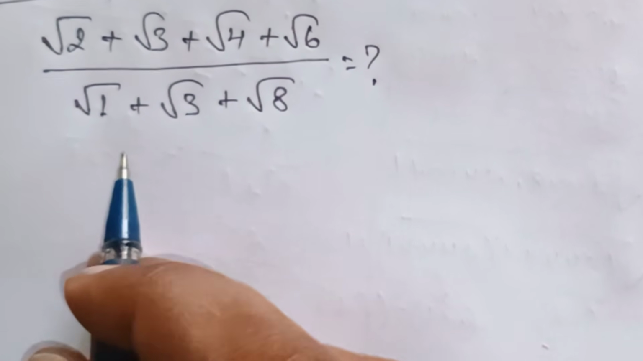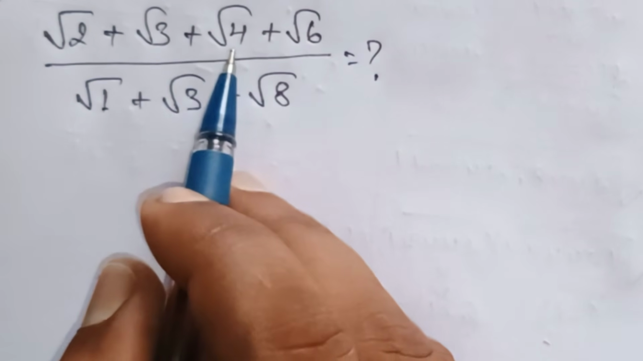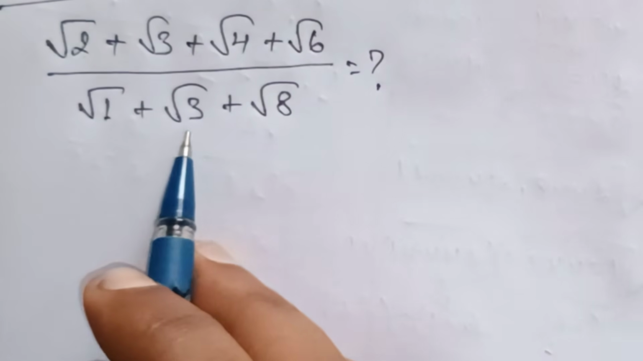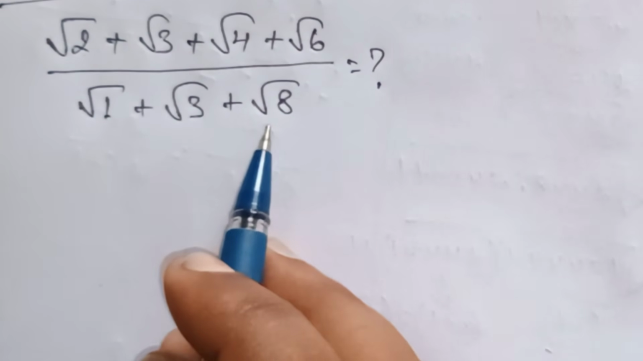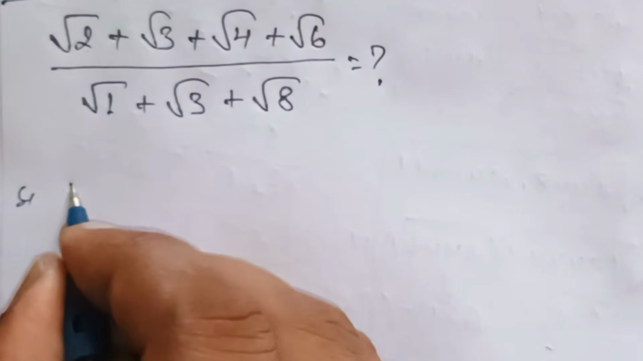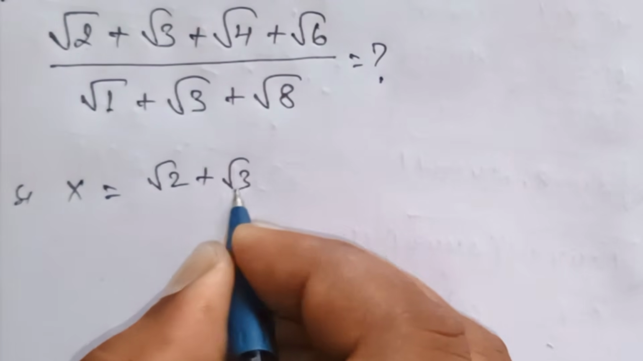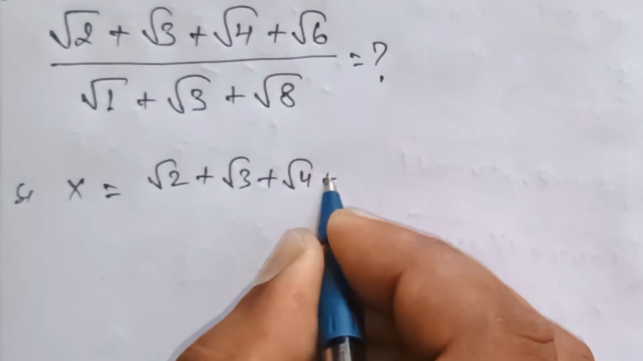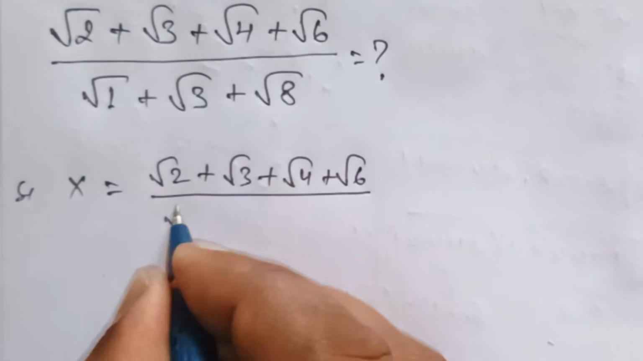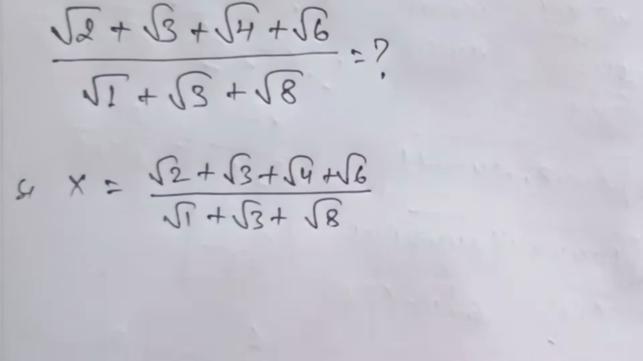Let's start the solution. First of all, see here, the question is telling: root under 2 plus root under 3 plus root under 4 plus root under 6, divided by root under 1 plus root under 3 plus root under 8. After that, let us assume that x is equal to (root 2 plus root 3 plus root 4 plus root 6) divided by (root 1 plus root 3 plus root 8).